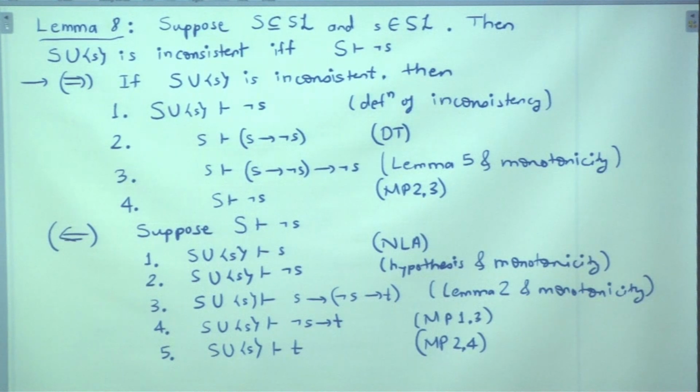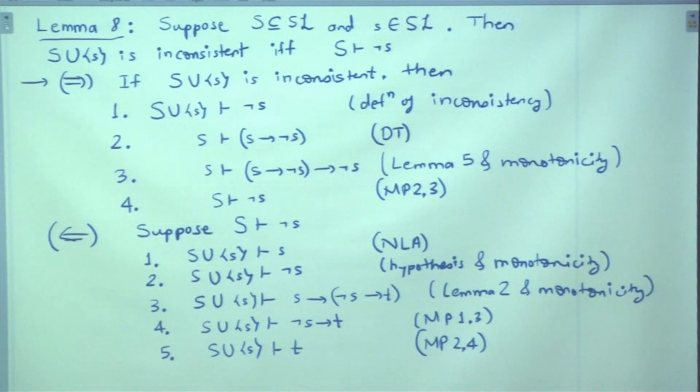Okay, so for the next one, suppose we are given that negation s is a proof theoretic consequence of capital S. It can be deduced, it's a deductive consequence of capital S. Then S union singleton s, like singleton small s, has got little s as well as negation s as deductive consequences. One thanks to NLA, whereas the second one thanks to the hypothesis as well as monotonicity.